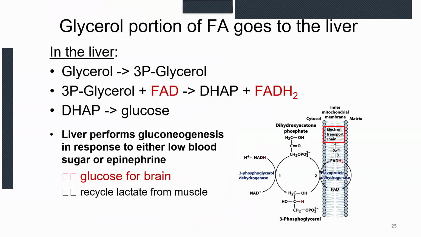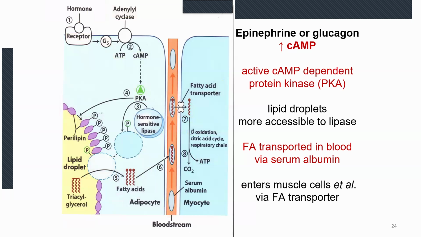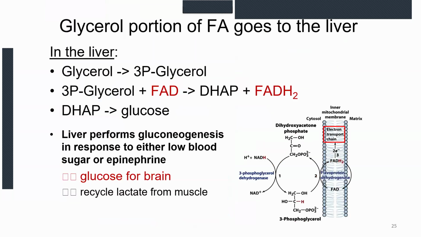Okay, now this is one of the things that I alluded to previously, the glycerol 3-phosphate shuttle. But for this, what I want you to know is that glycerol from a triacylglycerol is going to end up in the liver. In the liver, glycerol is converted to glycerol 3-phosphate, or 3-phosphoglycerol. We can convert that with the help of FAD to dihydroxyacetone phosphate and FADH2.